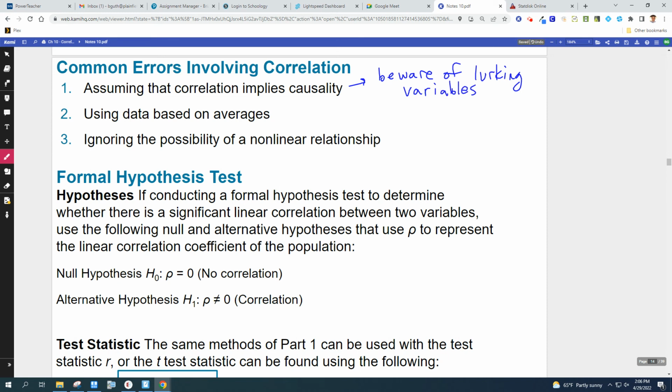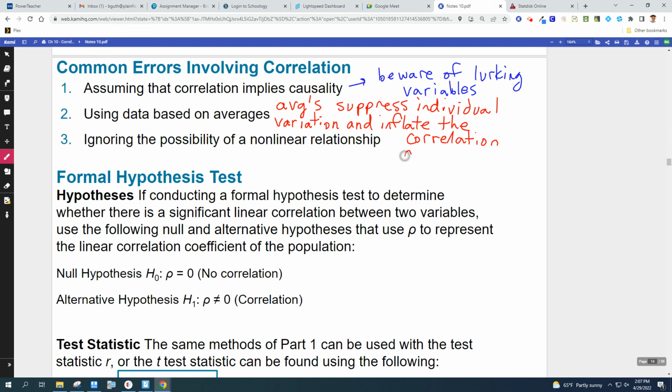Lurking variables. Number 2, using data based on averages. Averages tend to suppress individual variation and inflate the correlation coefficient. Makes the correlation coefficient higher than it should be.